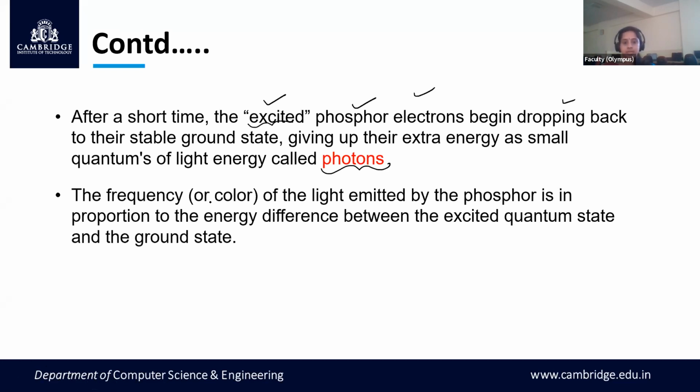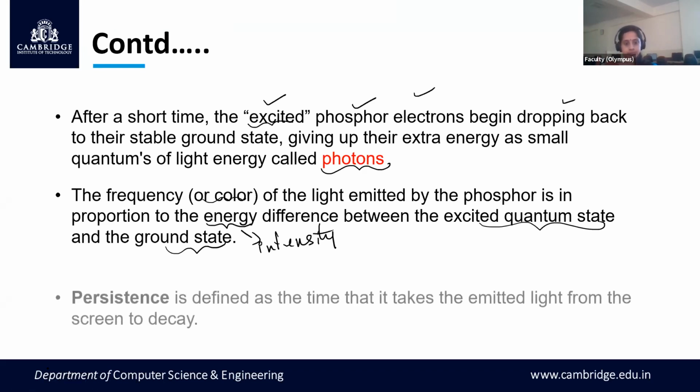So the frequency, usually we talk with respect to color, because frequency or intensity we only talk with respect to color. The color of the light emitted by the phosphor is in proportion to the energy, not intensity. That is what we spoke. Between the excited quantum state and the ground state, so that means high to low state, the color actually varies here.